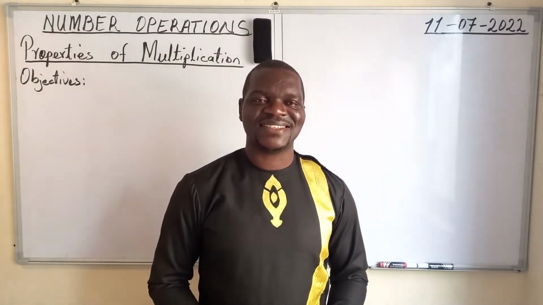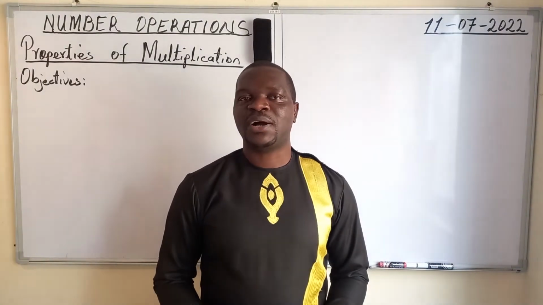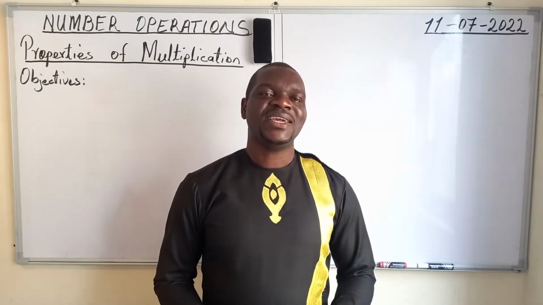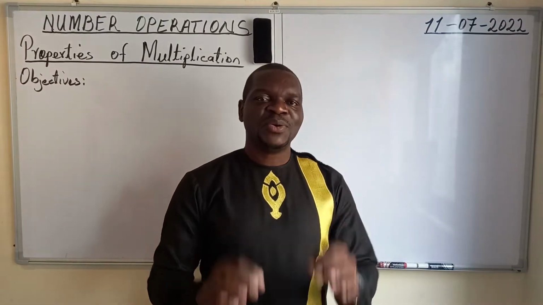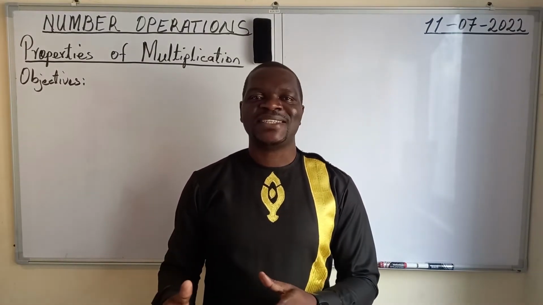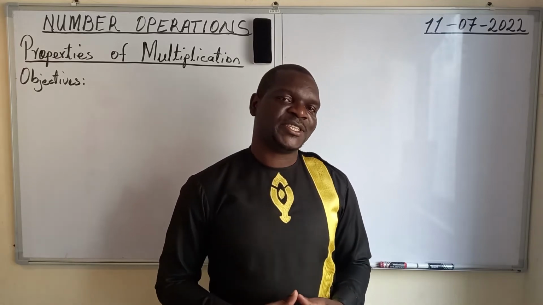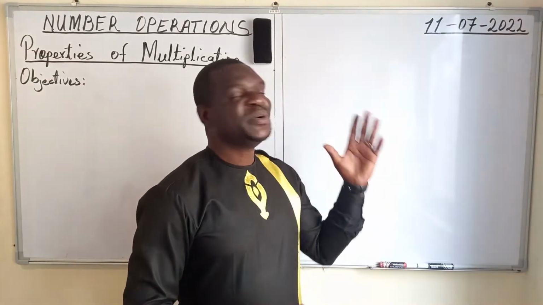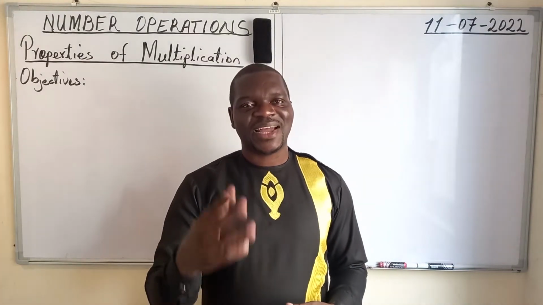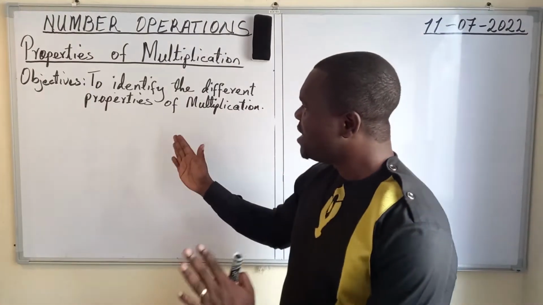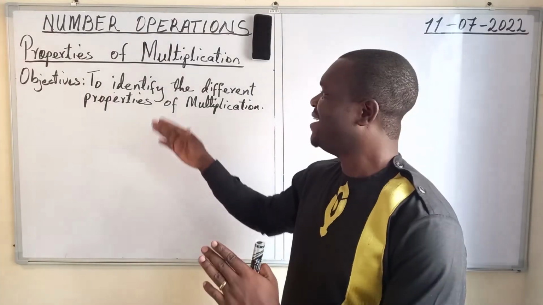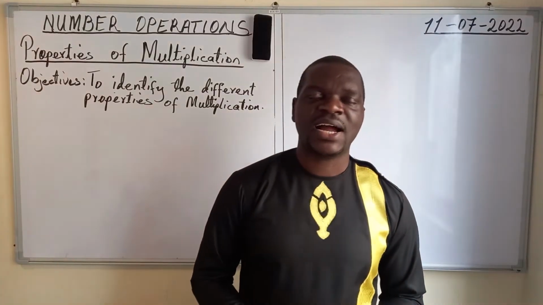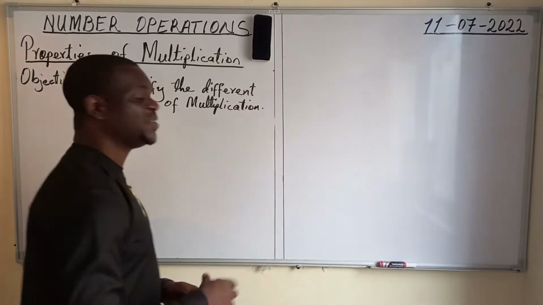Last lesson, we talked about multiplication of whole numbers, and today we'll continue in the same line, but we will be looking at the different properties in multiplication. First, we are going to state our objectives, and we go into examples so that you can better understand. Our main aim is to identify the different properties of multiplication. Without waste of time, we are going to look at this, which is very important.